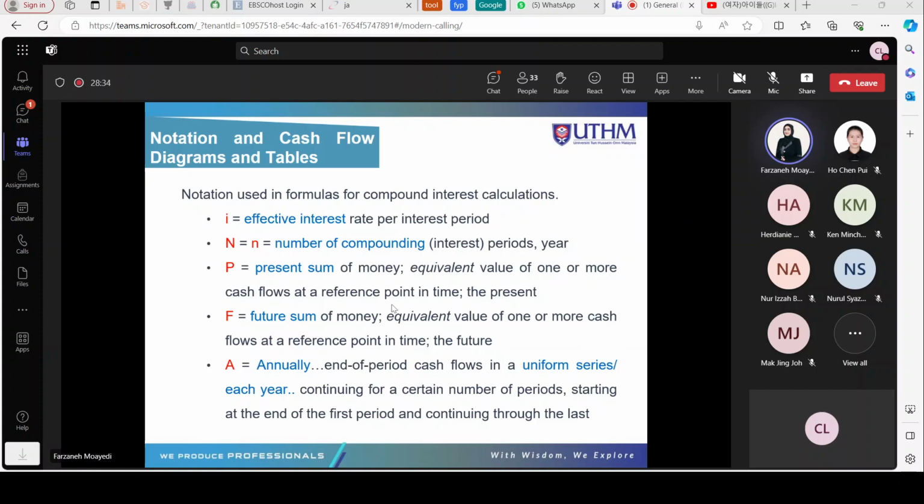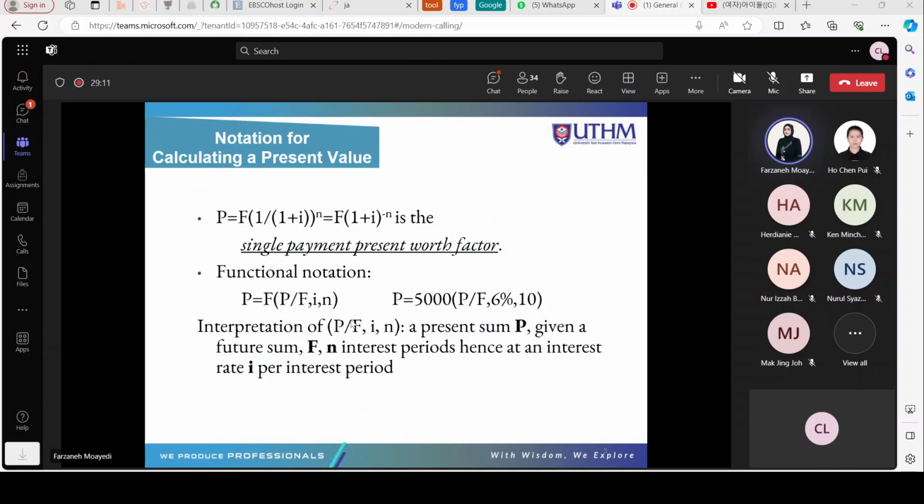The present sum of money is the equivalent value of one or more cash flows at a reference point in time, which is the present. When we are talking about the present sum, if the present sum is something you are going to calculate, then usually the future sum should be given. Keep in mind that one of these items should always be given to you. Either you have a present sum and based on it you want to calculate the future, or the future is already given to you and according to it you want to calculate the present sum.